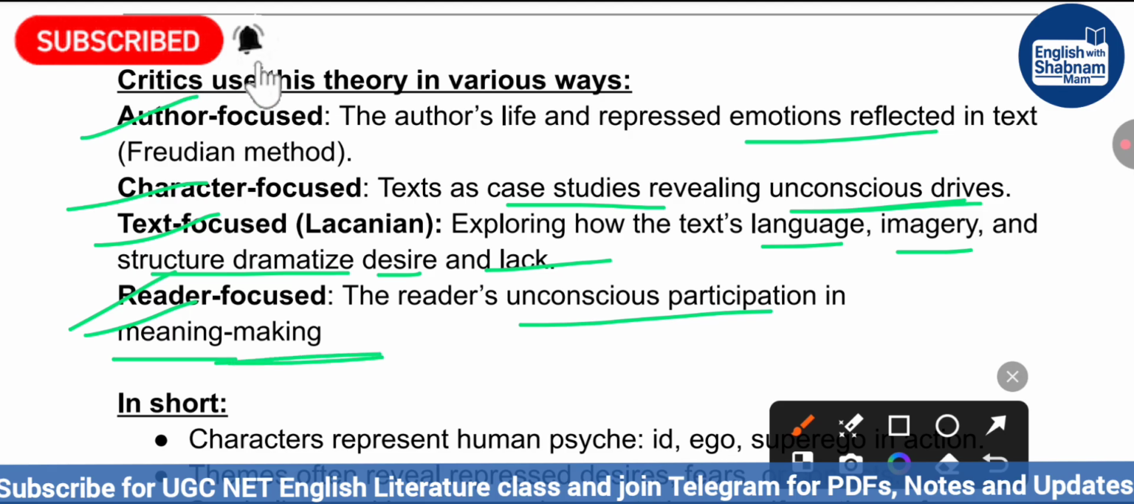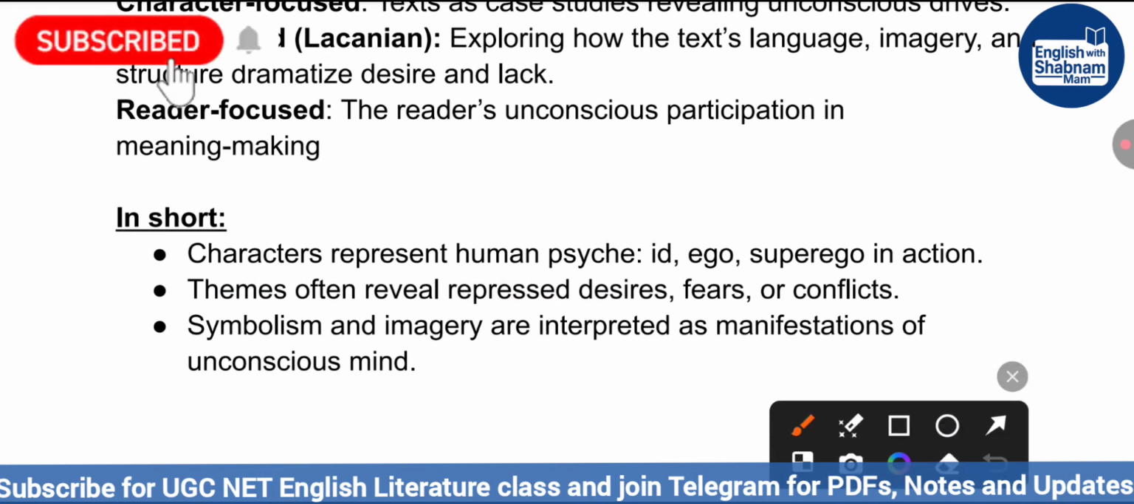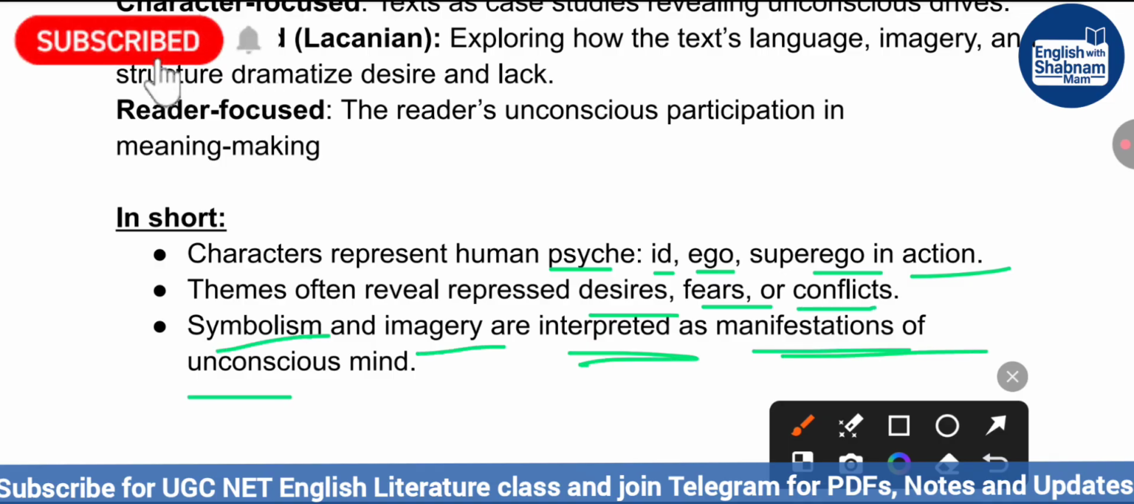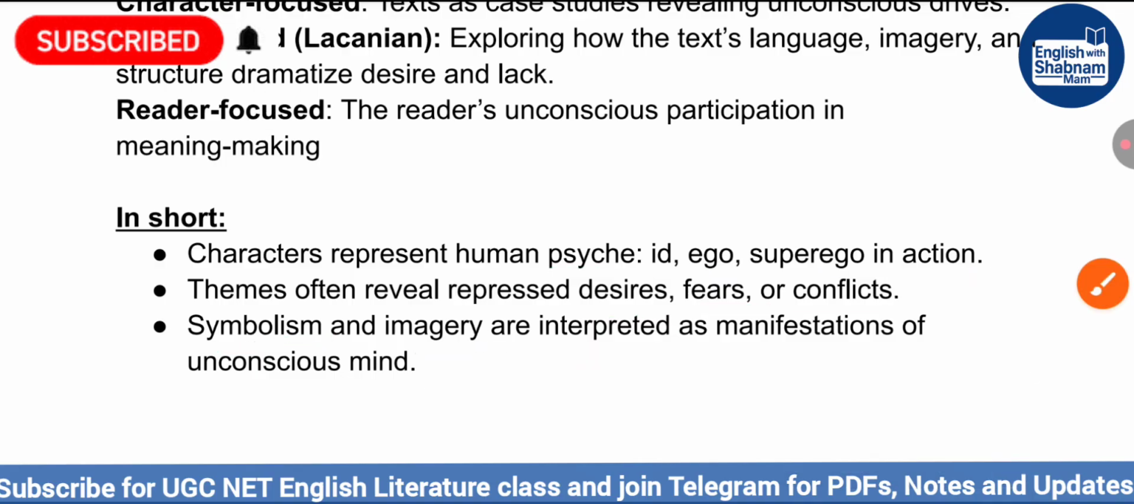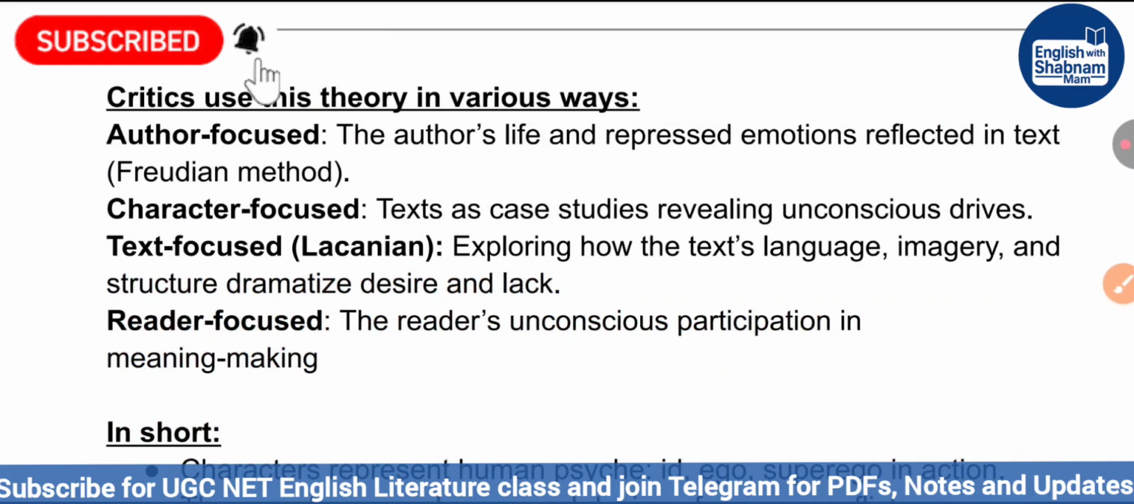So in short, you can simply understand that characters in a literary work represent the human psyche, the id, ego, and superego in action. The themes often reveal repressed desires, fears, or conflicts, and symbolism and imagery are interpreted as manifestations of the unconscious mind. So this is how critics use psychoanalytic theory to study literature.